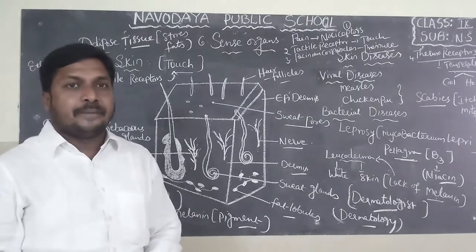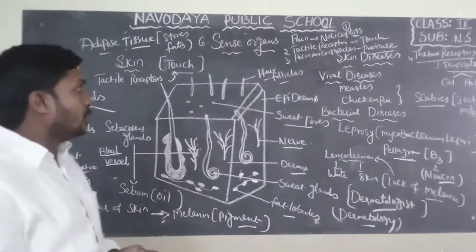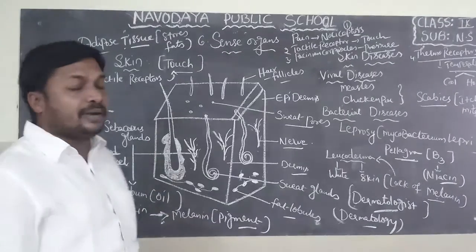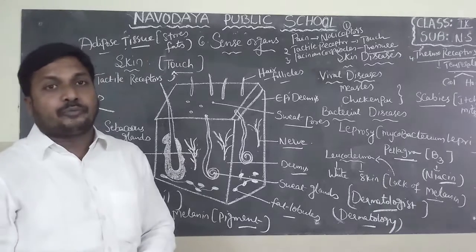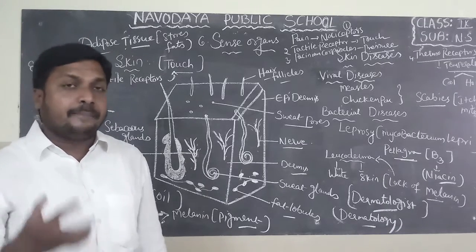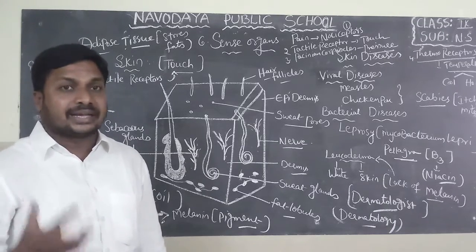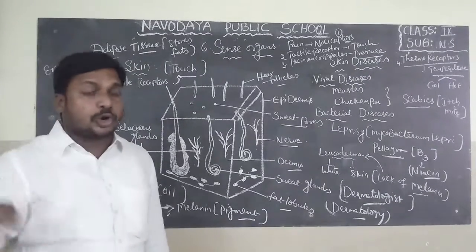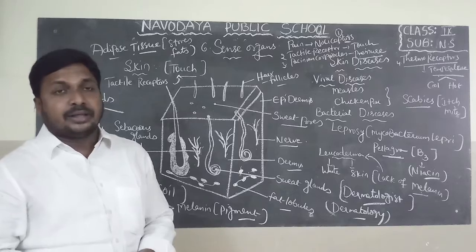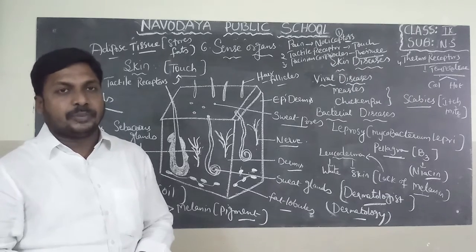In the next class, I will explain keywords related to sense organs. Up to here, we learned 5 sense organs: eye, ear, nose, skin, tongue. In the next class, I will revise the total lesson once again. Okay, thank you children. We'll meet in the next class.